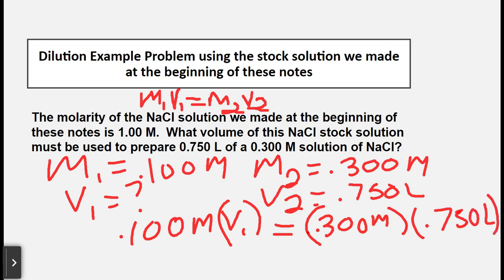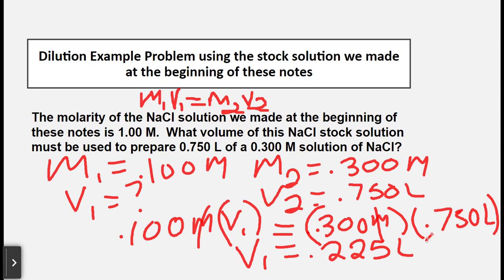0.750 liters. Okay, so if I look, my M's are canceling, so I'm just going to get those out of the way so that I don't have too many letters here. My volume unit over here. So I'm going to rearrange. I'm going to solve for V1. And I end up with 0.225 liters is the amount that I need for my 1 molar solution.